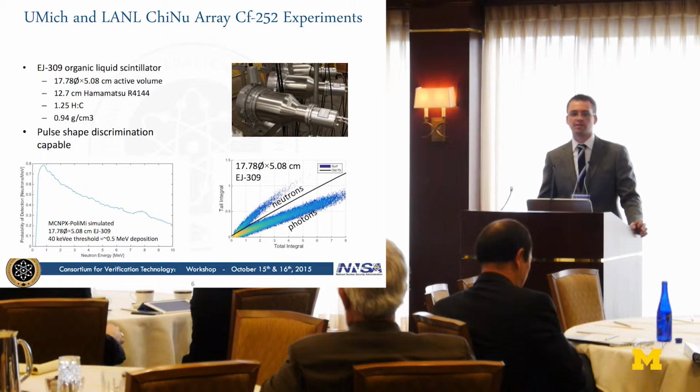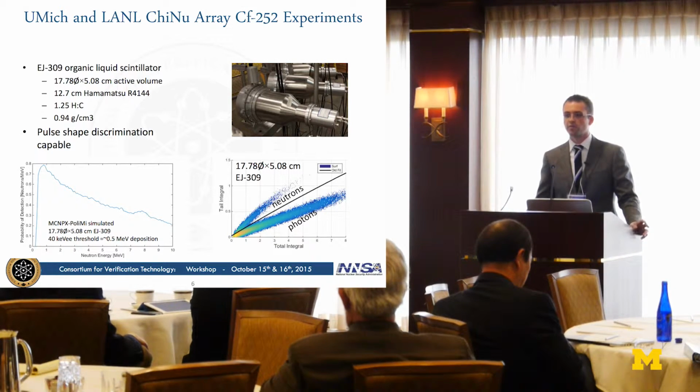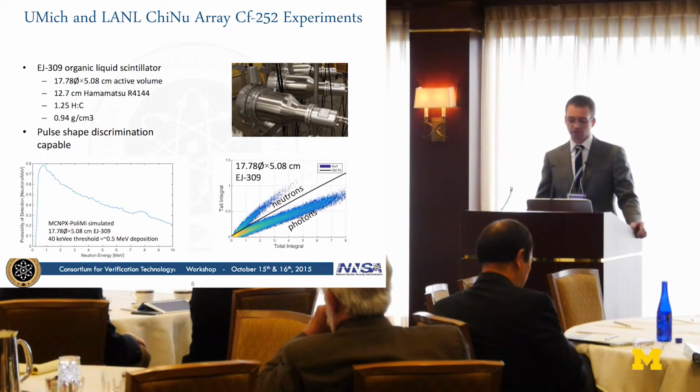Again, these detectors are sensitive to both neutrons and gamma rays and allow for pulse shape discrimination. So neutron pulses have larger tail integrals relative to gamma ray tail integrals of similar total integral.